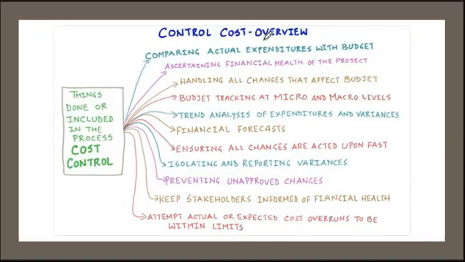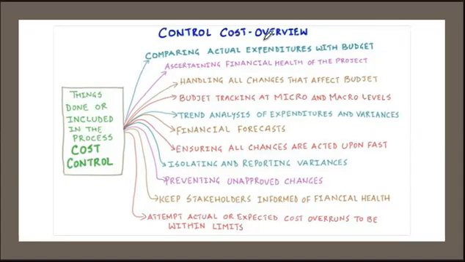Now, we're not only tracking the project costs, we're doing a lot of other things. We're comparing the expenditures with the budgets. We're looking at the financial health of the project in terms of our contingency reserves, the amount of money still remaining. We're handling all the changes affecting the budget. We're tracking the budget at micro and macro level, so expenditure per activity, but also expenditure per phase. We're forecasting our financial health into the future.